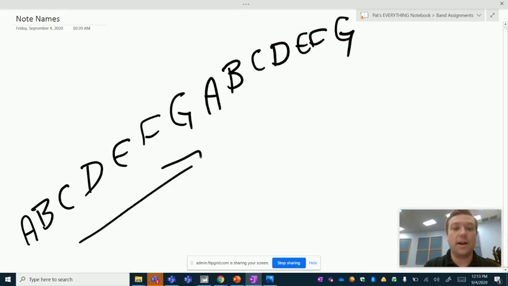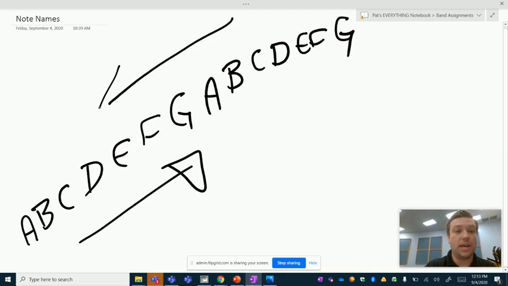So as the musical alphabet is going up, the notes get higher. And they sound higher when you play them too. You might have noticed that with your instrument when you're playing. Okay, we also need to know how to do it backwards. So as the notes go down the musical alphabet, the sound goes down too. So you need to learn how to say this backwards. G, F, E, D, C, B, A.